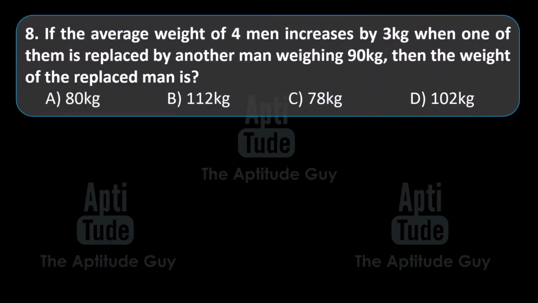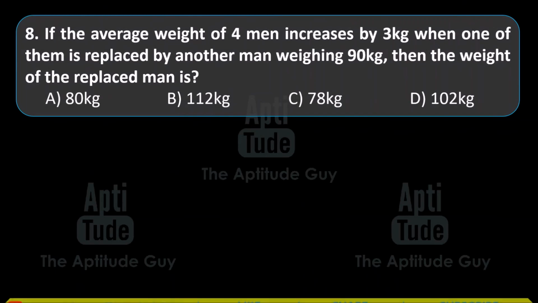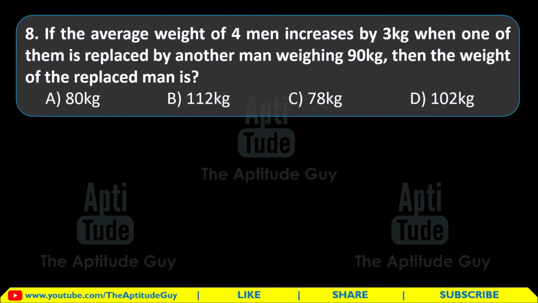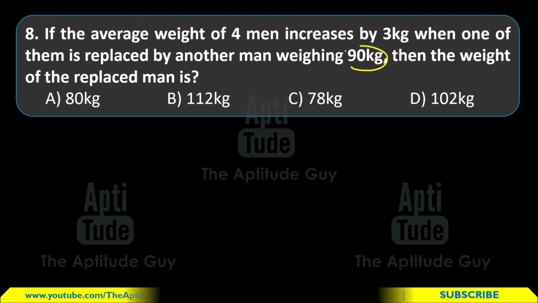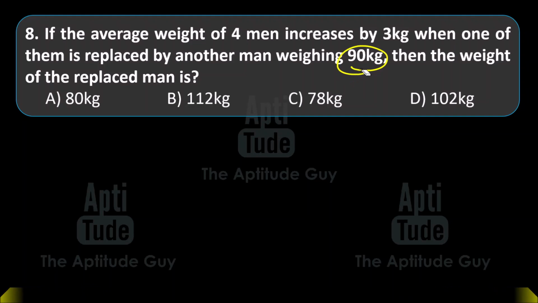Alright, pause the video, try to solve it, and then come back. Let's do this. Now, some of you might have thought that this is the same as the previous question, but it is not. There is a very small change. In the previous question, the 90 kg person got replaced. Here they have mentioned one of them is replaced by another man weighing 90 kgs. So here the 90 kg guy is the new guy. So again, let's solve it.